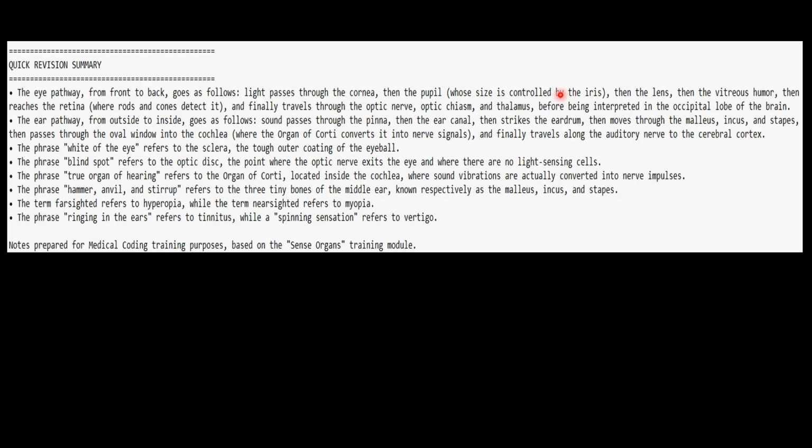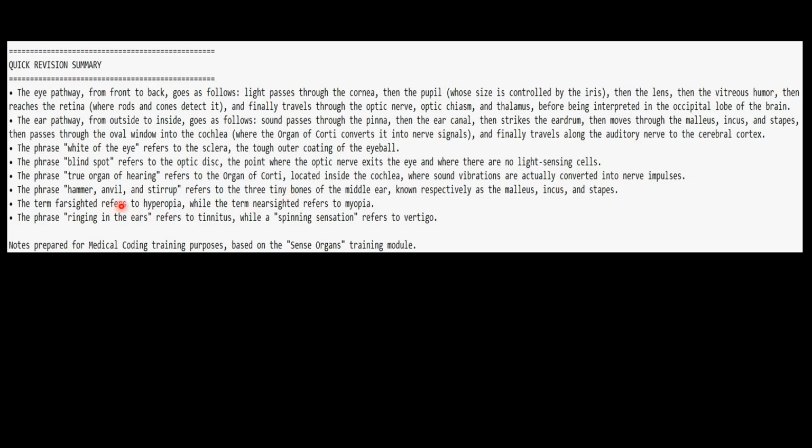Now we will talk about some phrases that we should know, because we have already covered these phrases. The first is white of the eye, which refers to the sclera, the tough outer coating of the eyeball. Second phrase is blind spot, which refers to the optic disc, the point where the optic nerve exits the eye and where there are no light sensing cells. Third is true organ of hearing, which refers to the organ of Corti located inside the cochlea, where sound vibrations are actually converted into nerve impulses.